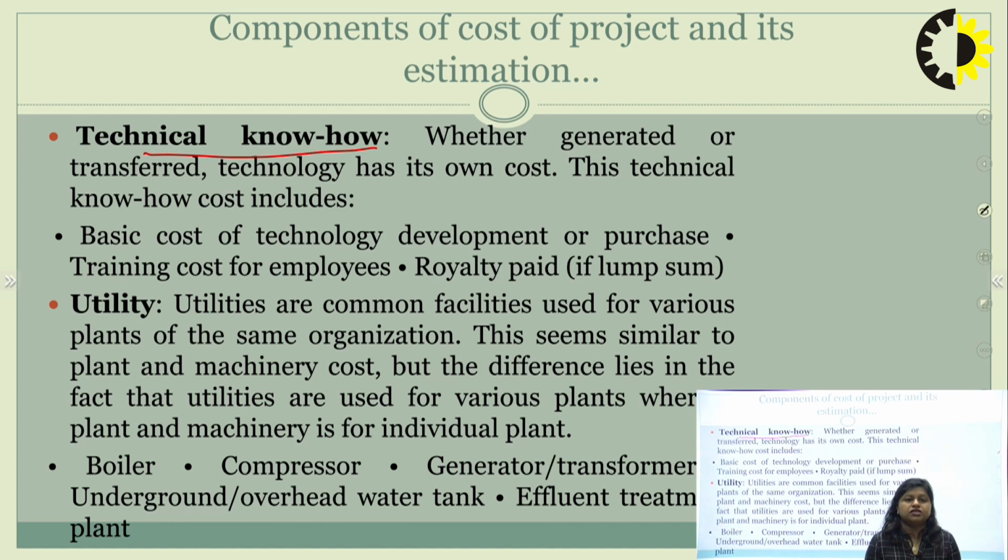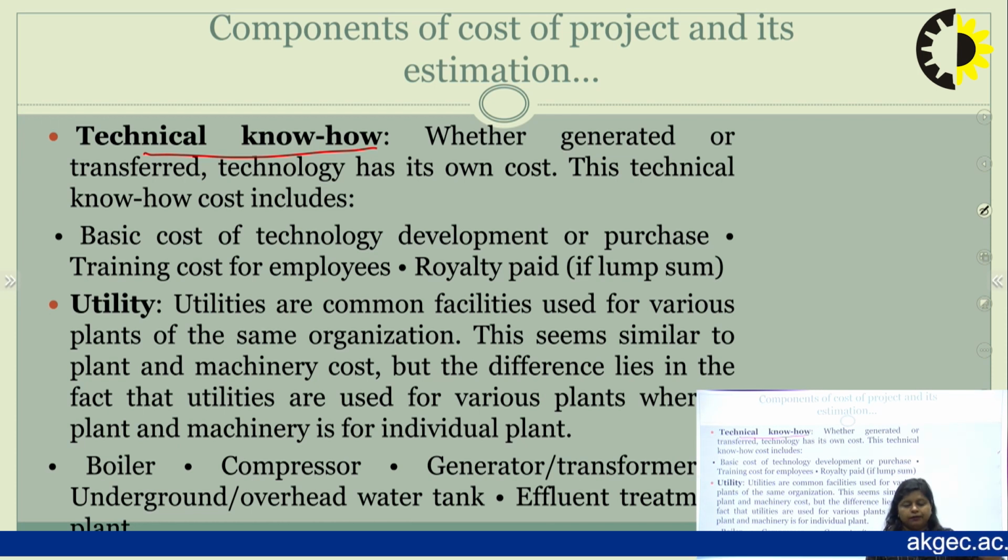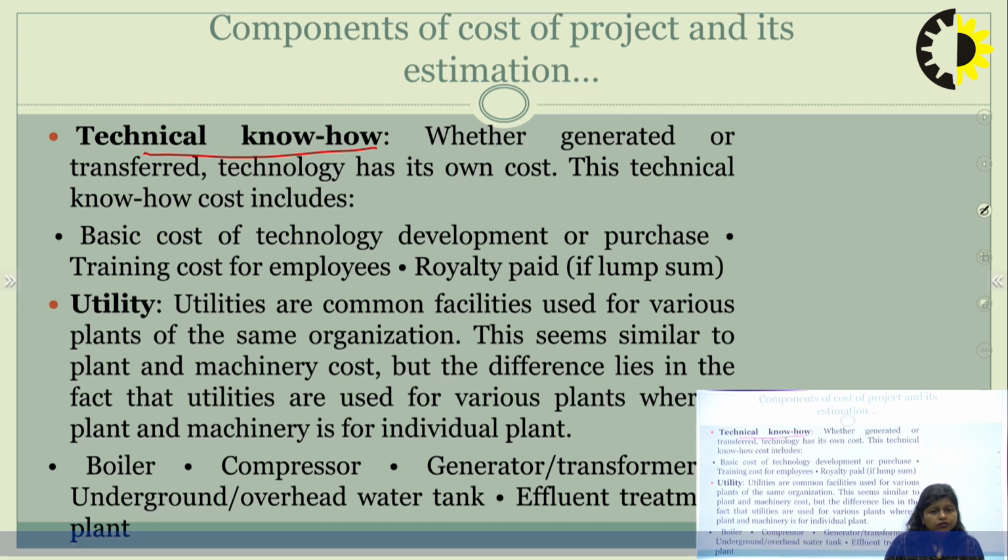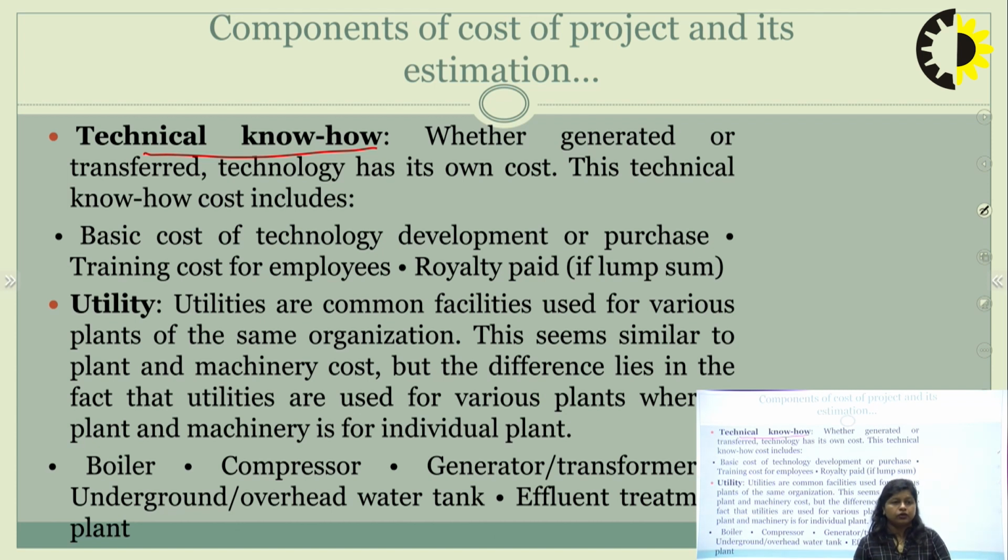Suppose you purchase a machinery from ABC company, and you don't know how to operate that machine. Then you need to call the persons from ABC company. Those persons come here to your site, or you can go to their site, and they train your employees. So if in this type of scenario any cost is involved, that comes under the category of technical know-how, that is, how we need to operate the technology.